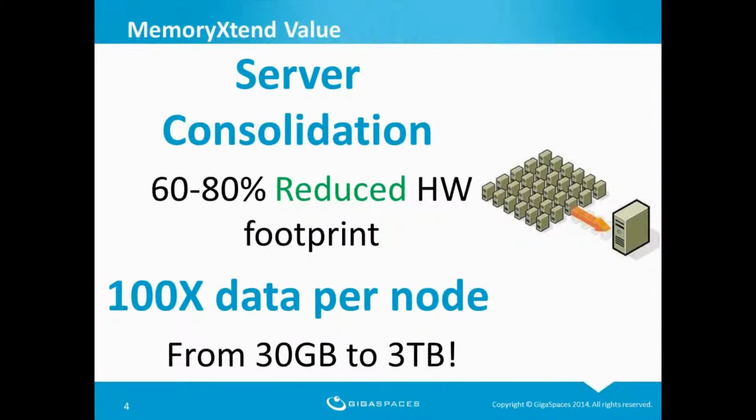The value you get out of it is very straightforward. Incredible server consolidation, where you can reduce up to between 60 to 80% of your data grid hardware with such technology while processing large data sets. In terms of the actual data capacity per node, we're talking about an incredible increase with the amount of data that each data grid instance may store. From a 30 gigabyte maximum, which is the average, to a 3 terabyte per data grid instance. That's an awesome increase.